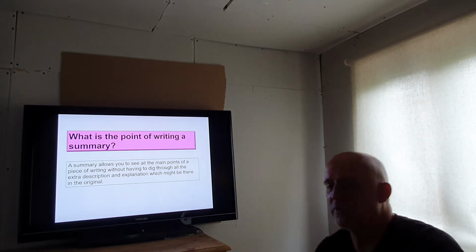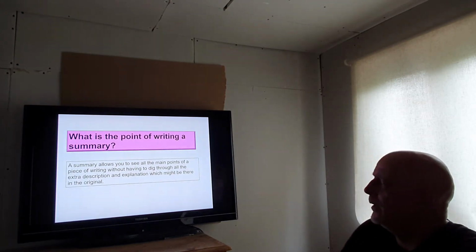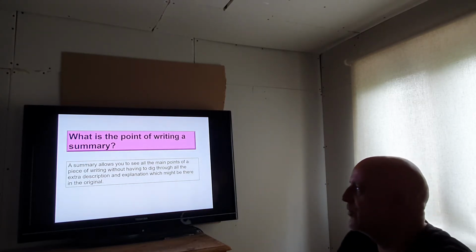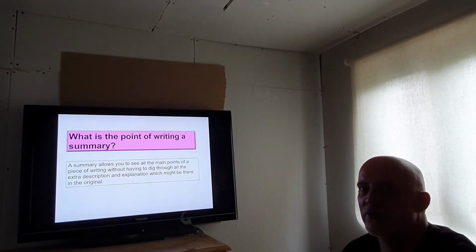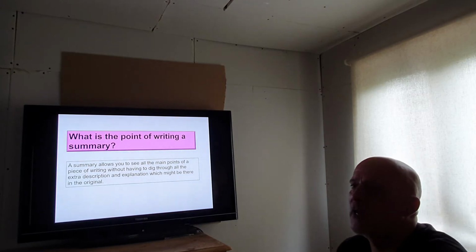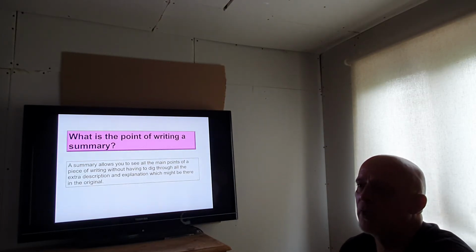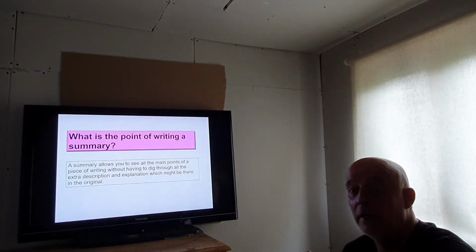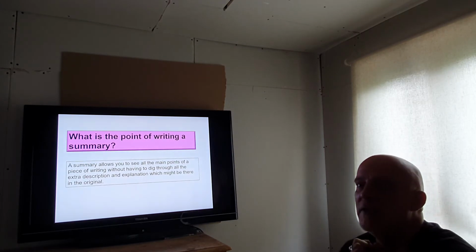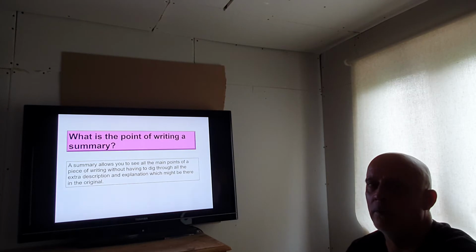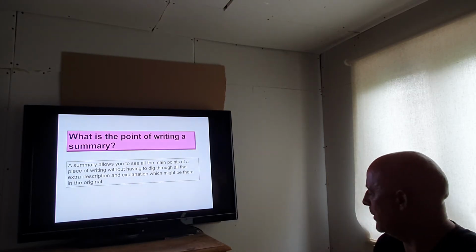An important consideration: what's the point of writing a summary? Well, a summary lets you see all the main points in a piece of writing without having to dig through all the extra description and all the explanations that could be there in the original piece of writing. For example, you see a summary when somebody's talking about what happens in a particular film, so they give you a very brief summary of what happens in it. Now, they're not necessarily going to tell you everything that happens in that film, but they're going to give you an idea of the movement of that film. And that's the sort of thing that you're looking at there.